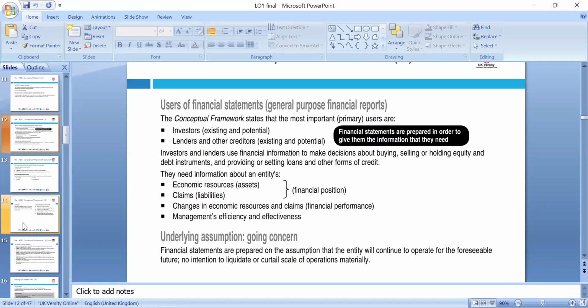So the users of the financial statements are a number of stakeholders. They are interested in the assets, and they look at the liabilities of the company. They look at the financial position of the company, economic resources, claims, and financial performance. The underlying assumption is the going concern: all the material information is in the statement, and the company will carry on as normal for at least 12 months.